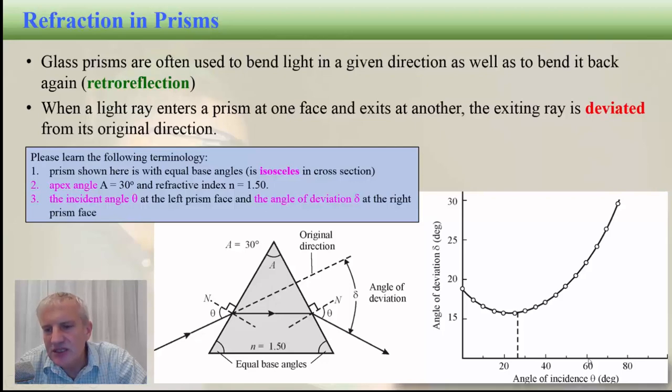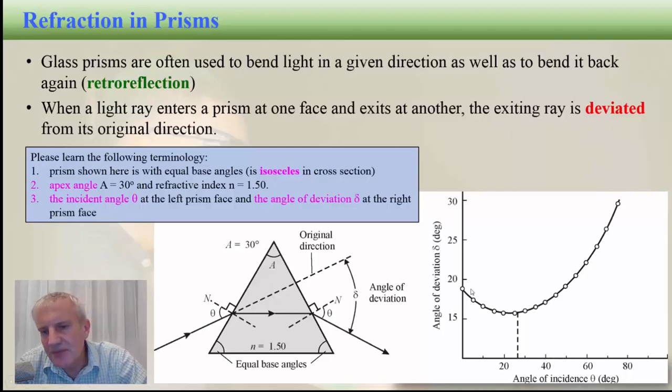And you can see that for any incident angle at which you're pointing your laser beam onto the prism, you have a specific angle on the vertical axis that represents the angle of deviation. For example, if you're pointing your laser beam at an angle of 40 degrees, you go up, find this point here, move in the horizontal direction, and you're going to find about 16, 17 degrees. So this angle delta would be about 16, 17 degrees for an angle of incidence of 40 degrees.